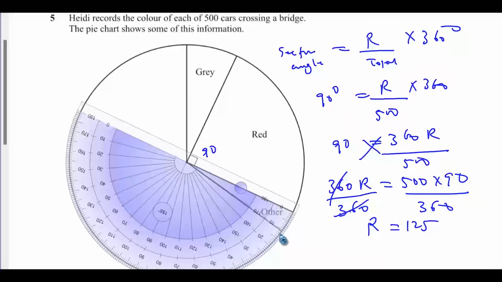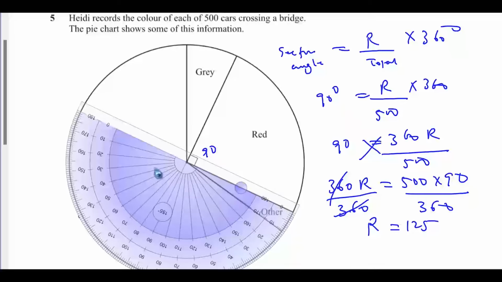So the first one will be 126. So this is 90, 110, 126 is somewhere around here. So let's put a dot here. So that is 126 there. So we can easily join these two together from here.